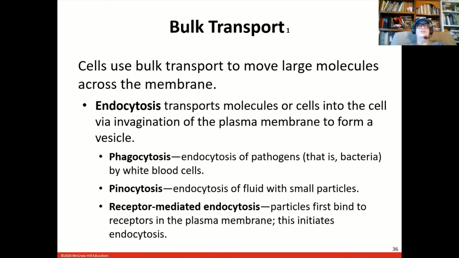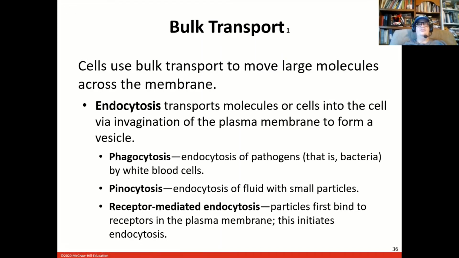Pinocytosis is cell drink. So it might help you remember if you're a wine person, like a wine snob, a Pinot Grigio, Pinot Noir. Okay, Pinot means to drink, and cyto still means cell. So pinocytosis is cell's drink. All right, and that's, again, we've said it before, taking in little things.